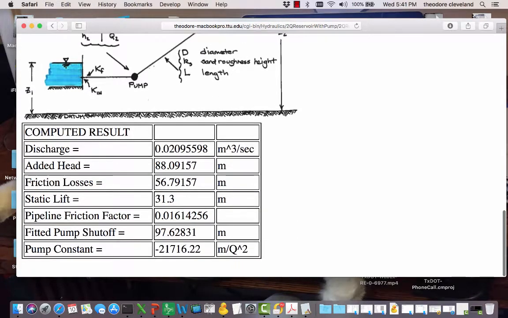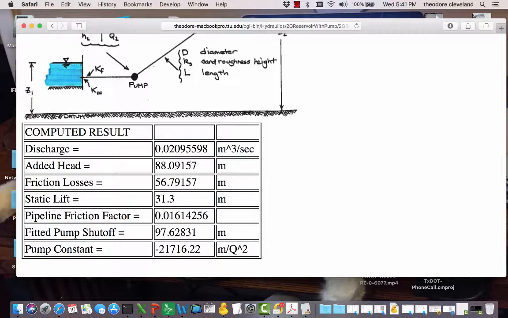And it claims we get a Q of 0.021 meters cubed per second, which is 21 liters per second, and that's at 88.009 meters of head. So that would be pretty close to what our target is. The net positive suction head required is around 2 meters.